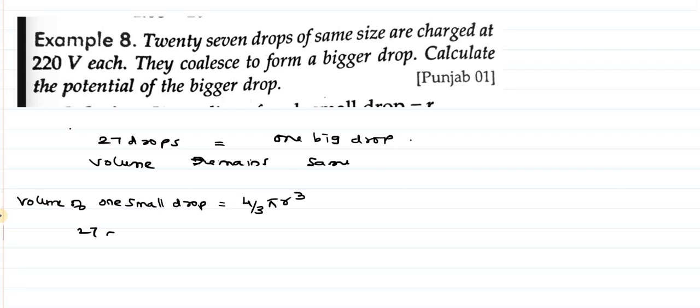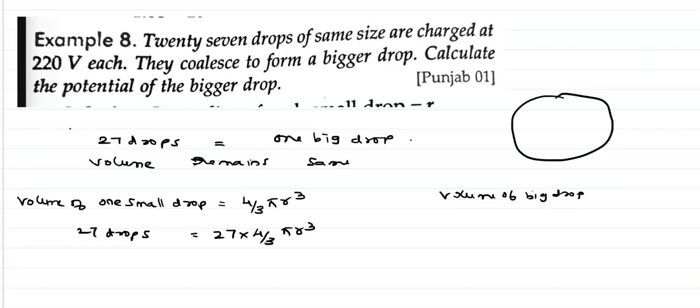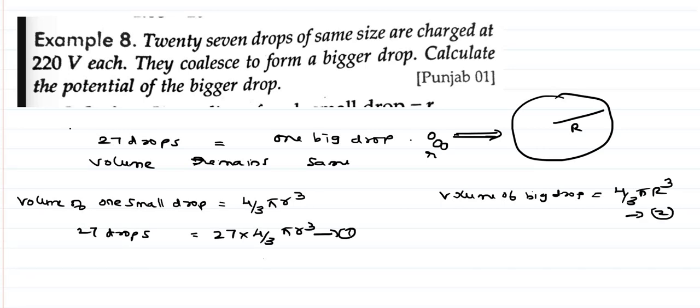So for 27 drops, what is the volume? It will be 27 into 4 by 3 pi r cube. Don't cancel anything, don't do any calculation yet. Now the volume of the big drop: if I take the big drop radius as capital R and the small drop radius as small r, the volume of the big drop is 4 by 3 pi capital R cube. So the first must be equal to the second.